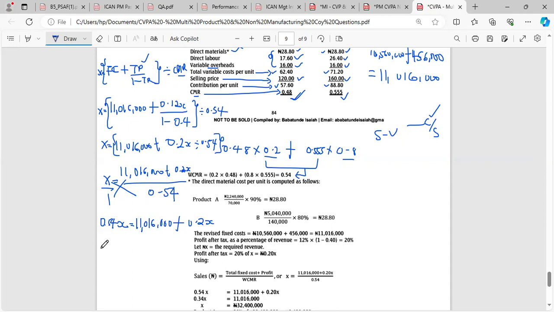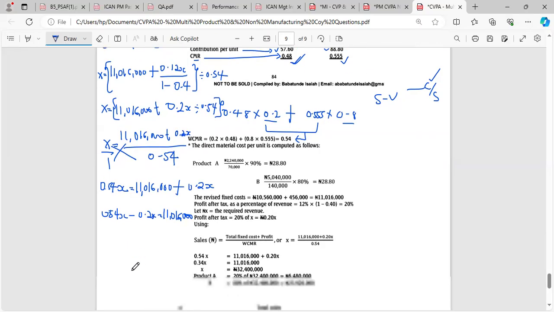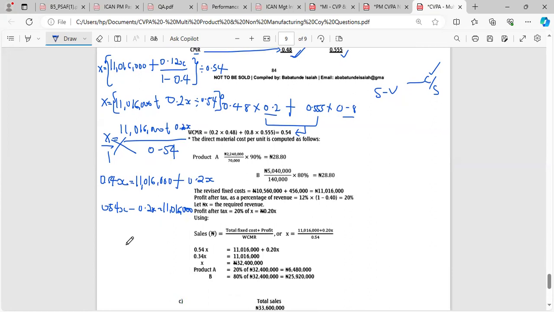So what I have now is 0.54x. This plus 0.2x will come like terms, minus 0.2x. This amount here should stand on its own, 11,016,000. So do 0.54 minus 0.2. What do we have, please? 0.34.